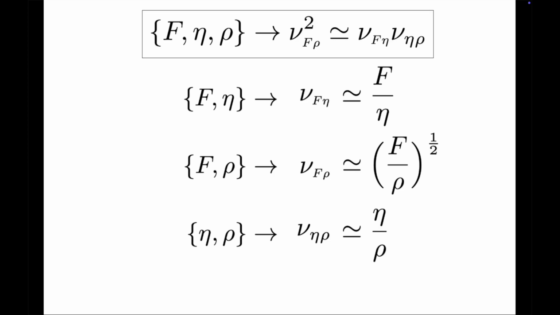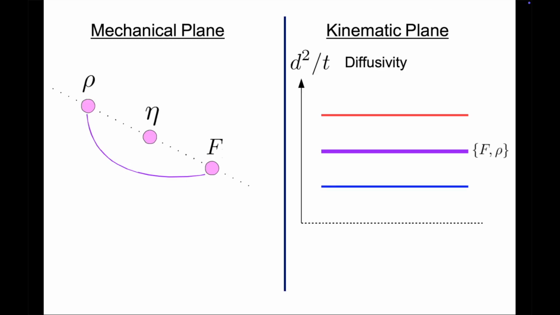The diffusivity built from the force and density is the geometric mean of the other two, so it is indeed in the middle. Just as for the lengths, the gaps in the kinematic plane are the same because the gaps in the mechanical plane are the same. And just as before, which diffusivity is larger or smaller will depend on the values of the underlying mechanical quantities.